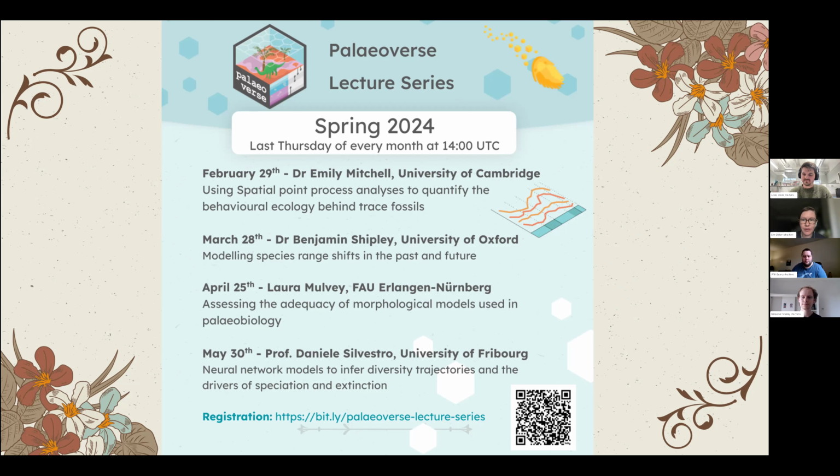So today I have the great honor of introducing the second speaker in our lecture series, Dr. Benjamin Shipley. Dr. Shipley is a postdoctoral research fellow at the University of Oxford and a member of Dr. Aaron Saup's lab. He obtained a PhD in biology in 2023 from the Georgia Institute of Technology in the US, where he worked with Dr. Jenny McGuire. Dr. Shipley's research explores the relationships between species ranges, global patterns of diversity, and the climatic and geographic factors that influence how species are distributed across space and time.